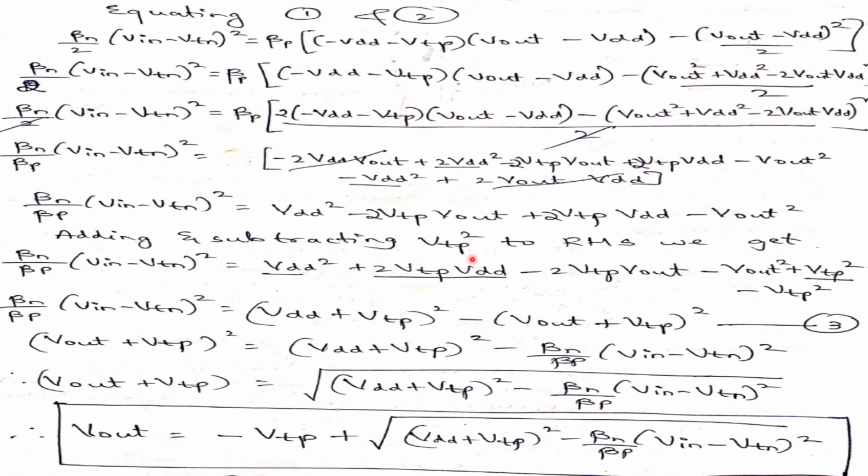So adding and subtracting VTP square on the right hand side, this is the expression we obtain. So these underlined terms can be written as (VDD plus VTP) square, and the remaining terms can be written as (Vout plus VTP) whole square. So once you simplify and obtain an expression for Vout plus VTP, the expression is square root of (VDD plus VTP) whole square minus beta n by beta p into (Vin minus VTN) square. Therefore, Vout will have minus VTP plus square root of (VDD plus VTP) square minus beta n by beta p (Vin minus VTN) whole square.